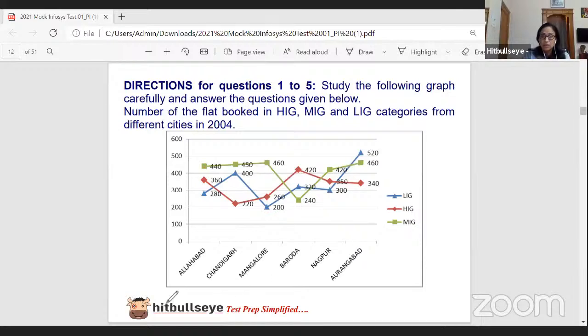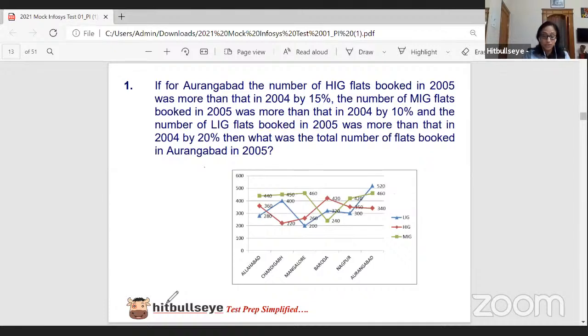And I can see most of you have given the correct answer to the first question, which I said you guys can solve. In the meantime, I was doing the session live. So, of course, your answer is correct. And it was quite simple to calculate. The question said that for Aurangabad, the number of HIG flats booked in 2005, now the data given to you was for 2004. They are now giving some information about the next year.